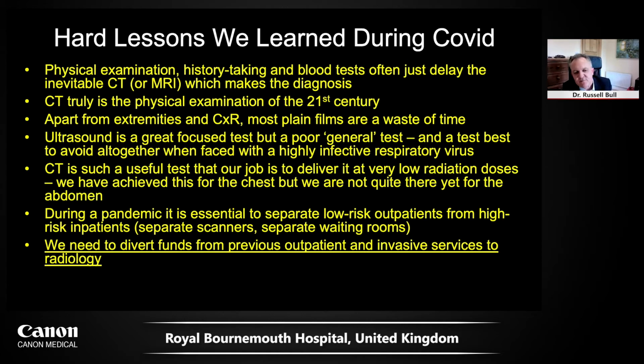We weren't going to put ourselves at risk of getting coronavirus for a test that wasn't going to detect the pathology when they could have a CT scan. So ultrasound, certainly for that indication, has sort of vanished, I think, correctly. CT is such a useful test that our job is to deliver it at very low radiation dose. And we've achieved this for the chest, but we're not quite there yet for the abdomen. So in the chest, we got low dose, abdomen, we're low dose, but not quite low enough yet. And during a pandemic, it's essential to separate low risk outpatients from high risk inpatients, separate scanners, separate waiting rooms. And the key bit is we need to divert funds from radiology to actually do all this.